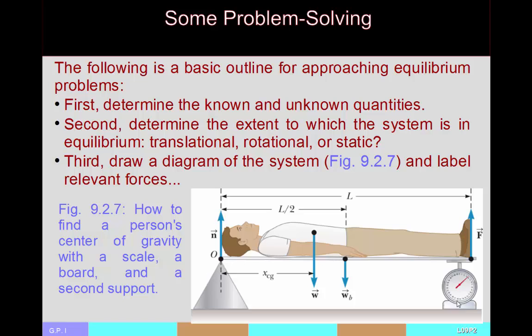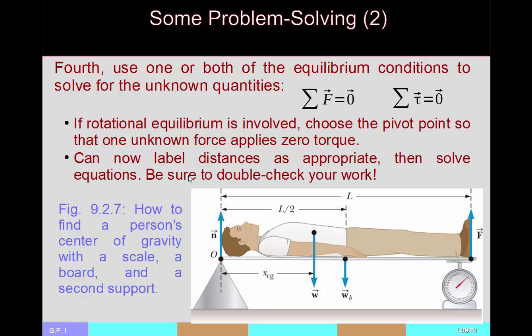You know where the scale and the fulcrum are both acting, but you don't necessarily know what force the fulcrum is applying. You may or may not, in fact, have weighed the board that the person is lying on, so you may or may not know the actual weight of the board either. So once you've set up the problem in this way, you now can either use sum of forces equals 0 or sum of torques equals 0, or usually both.